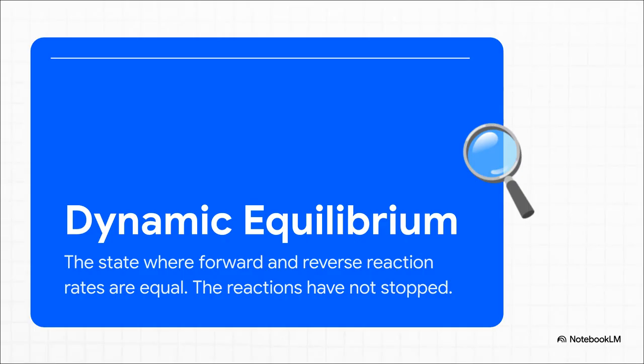Now, the most important word to remember here is dynamic. This is a dynamic equilibrium. That means the reactions haven't stopped, not at all. Dice are still being rolled, molecules are still flying back and forth. It's just that the speed of the forward reaction is now exactly equal to the speed of the reverse reaction. It's a state of perfect, nonstop balance.